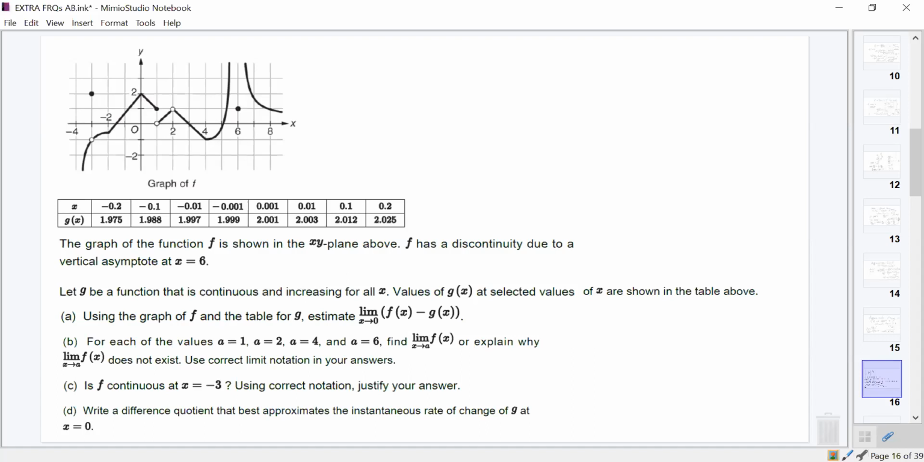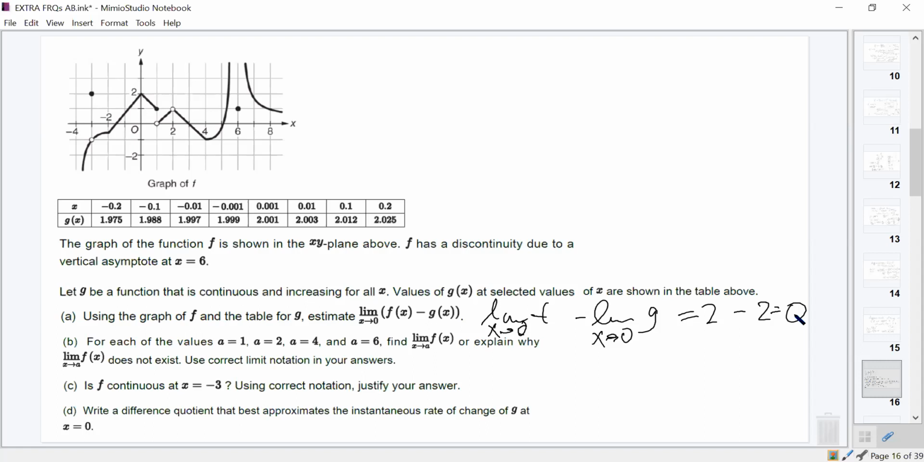So how would we do part A? How would we find the limit as x approaches 0 of f minus g? I'm pretty sure limit rules say you can just do limit of f of x minus limit of g of x. Yep. So we'll do the limit as x approaches 0 of f minus the limit as x approaches 0 of g. As x approaches 0 for f, our graph looks like that's 2. And for g, looks like it is also 2. So it looks like that should be 0. Everybody good with that?